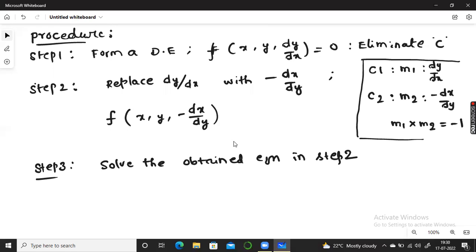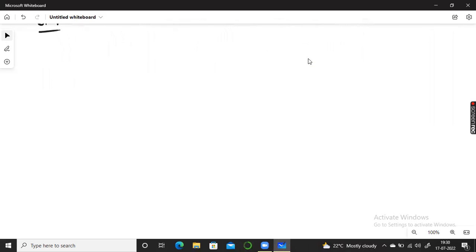Orthogonal trajectory means a trajectory or path or a curve or a family of curves that is perpendicular to the given curve or given equation or given family of curves. So this is what actually we are going to find out. These are the 3 steps you have to follow. Now straight away we will see one example. Let us solve an example.